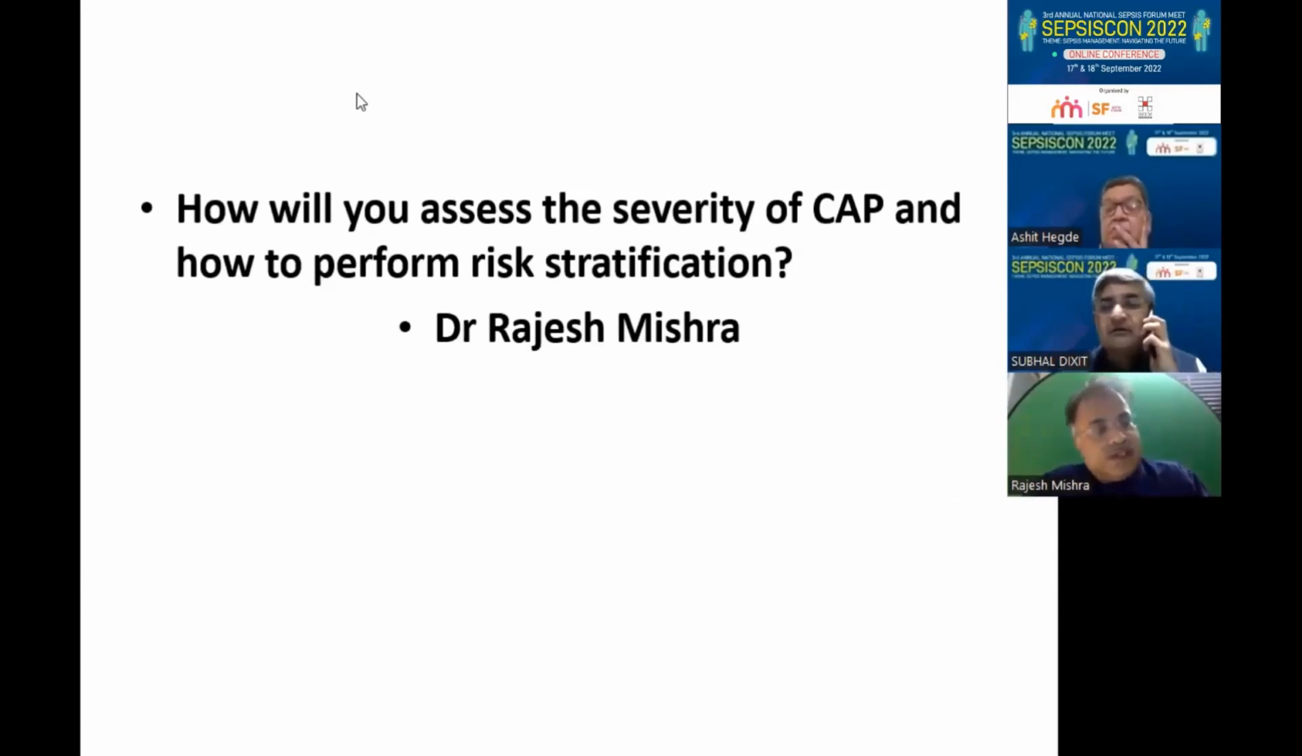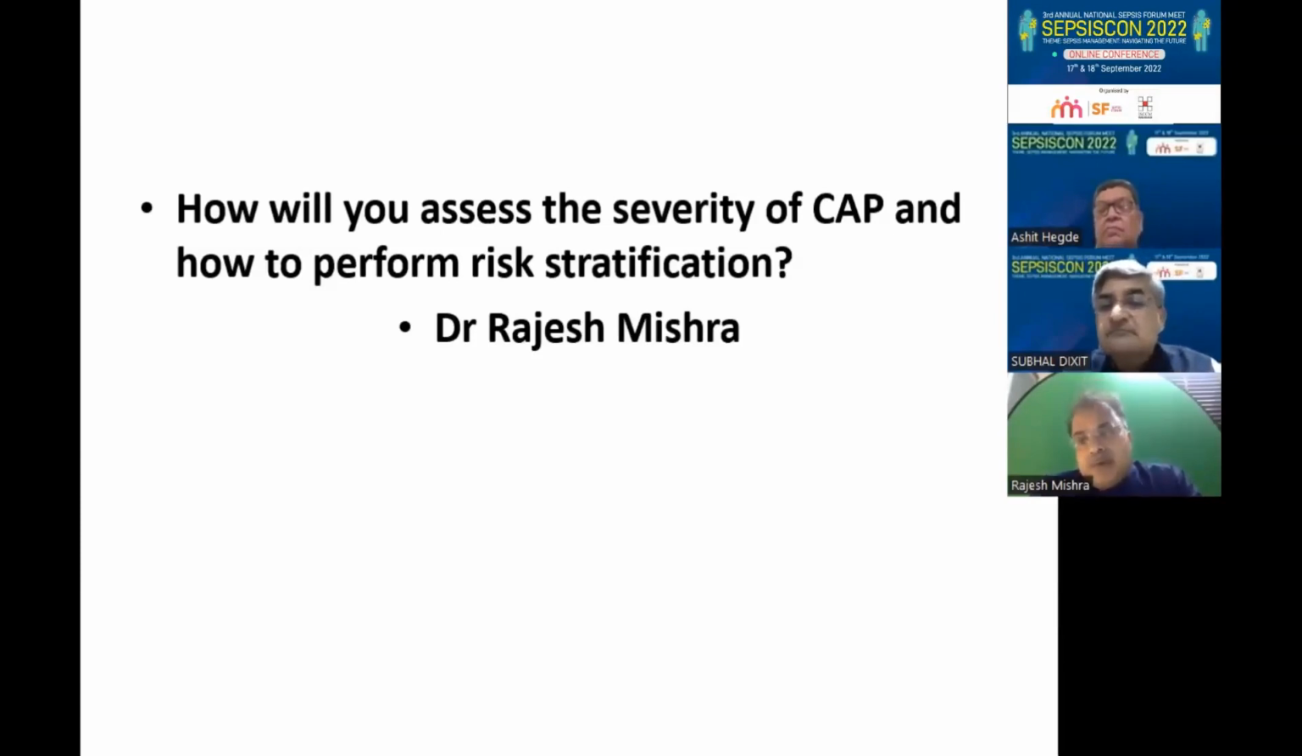So in clinical assessment, if a patient with community acquired pneumonia comes to you with respiratory failure or with signs of septic shock, he or she definitely needs ICU admission. In between, those patients with community acquired pneumonia who are hemodynamically stable, who are not having altered sensorium, who are not having any sign of organ dysfunction, may go to the ward under strict observation if they have high risk factors.